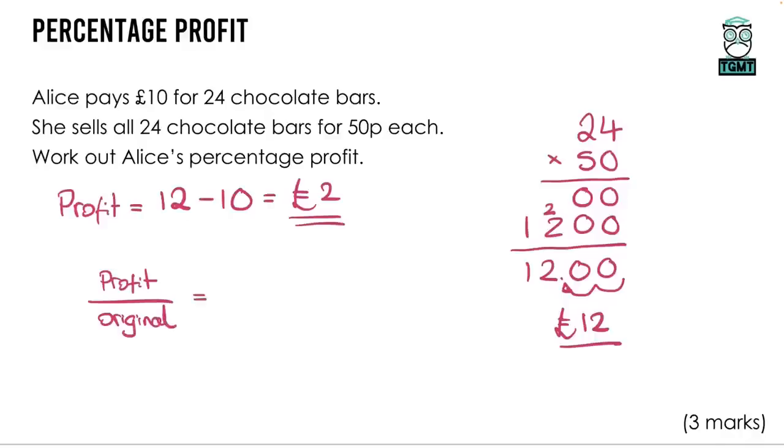Now if we write that as a fraction, that's 2 over 10, or £2 out of the £10 that she spent. Now looking at that, you might already know what that is as a percentage. If you don't, then we want the denominator to be 100. And to get there, we multiply by 10, which gives us 20 out of 100, or 20%. So our final answer here is 20%, and that is this person's percentage profit.